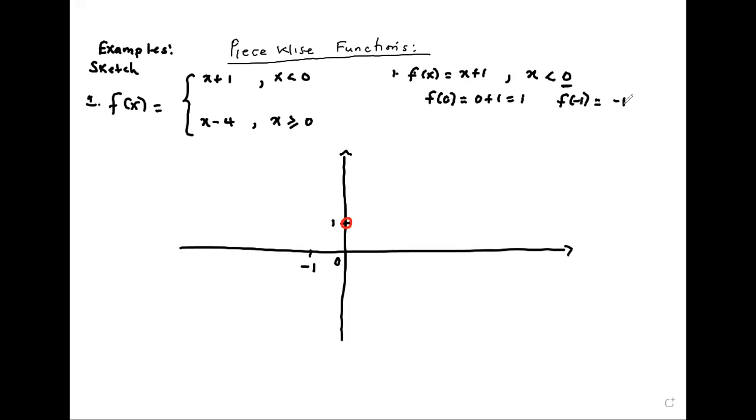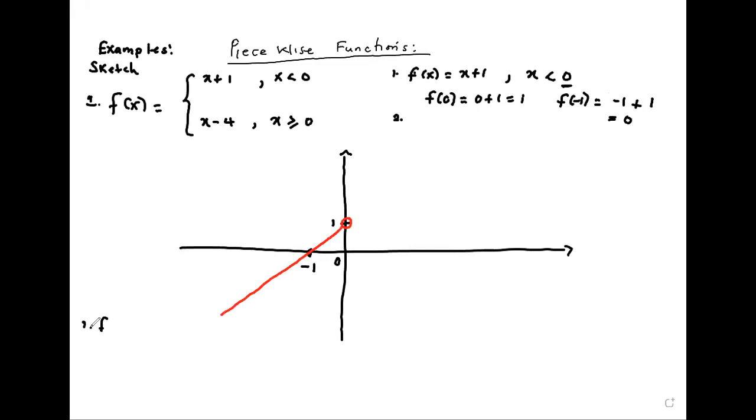What is f of -1? It will be -1 plus 1, which is 0. So we have a point -1, 0. And so the sketch of this function will be like this. You leave it like this. And then go back to the other function.